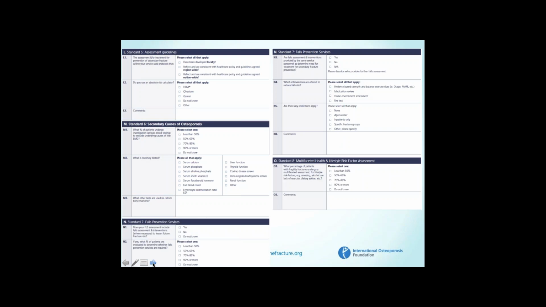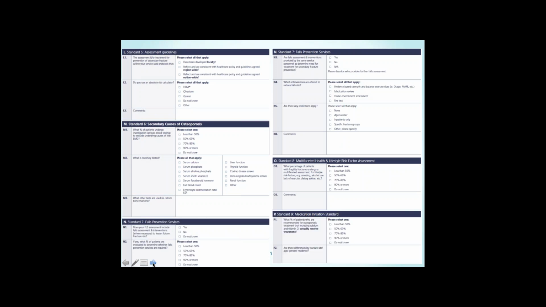The O section relates to the multifaceted health and lifestyle risk factor assessment, and the section P is about what proportion are initiated on treatment, and section Q, the proportion that have a medication review if they fracture on treatment. Section R relates to the communication strategy in terms of who gets the information and what information is included in the report.